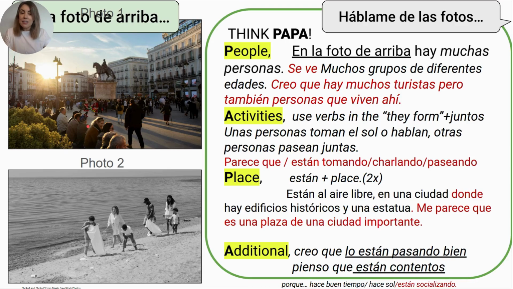But we can say that, okay? O they talk o hablan. Otras personas pasean juntas. You can see some people here. They're having a walk together, okay?